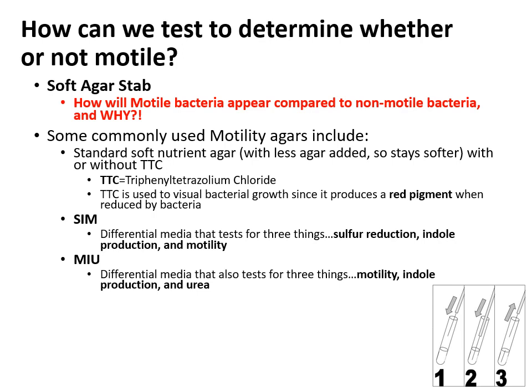Now you may ask yourself, how can we test to figure out whether or not our unknown bacterium is motile? What we do is called a soft agar stab. Basically, we make a test tube with agar in it, just like your agar plates that you've worked with this semester, but instead of being that dense, we put less of the solidifying agent in there. So it'll be a little softer.